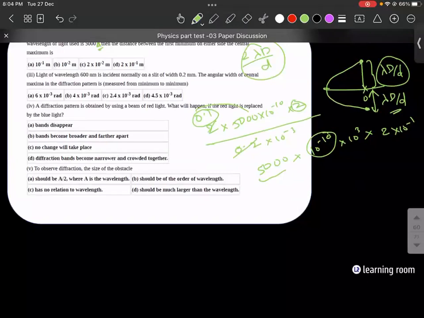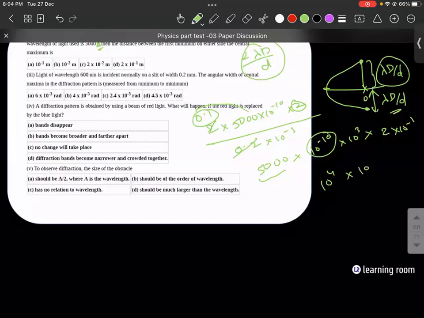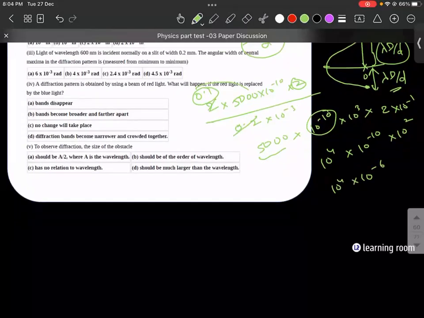So 5,000 into this is 10,000. 10,000 is 10 power 4. So 10 power 4 into 10 power minus 10 into 10 power 2. So 10 power 4 into 10 power minus 6. Sorry, minus 6, minus 8. I'm still getting 10 power minus 4 only.